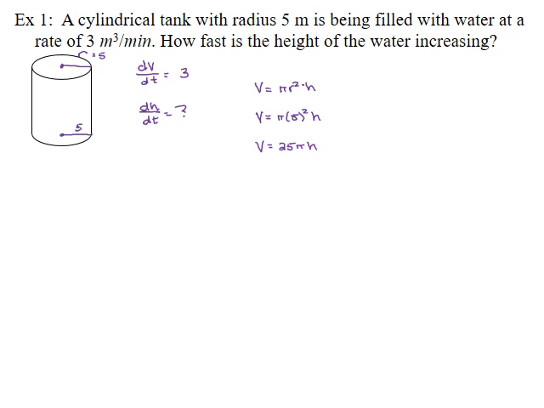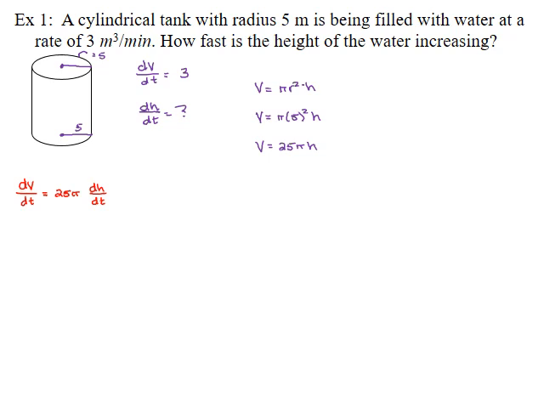The derivative of v, while it is just 1, since we're doing implicit, you have to call that dv dt. 25 pi is just a constant, and the derivative of h is 1, but as I said, once again, you have to put the implicit term, which is dh dt. That's it. This is related rates.